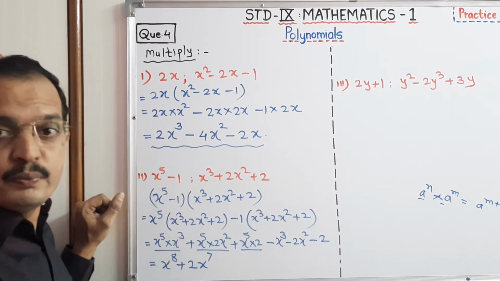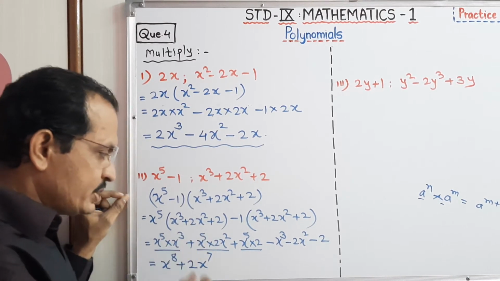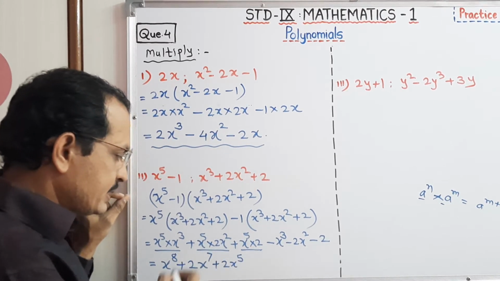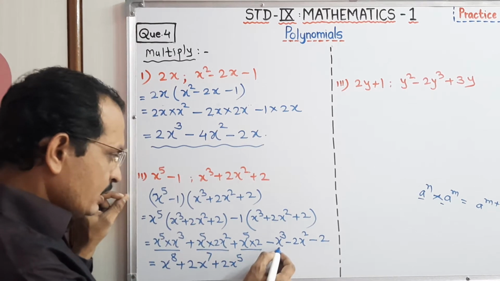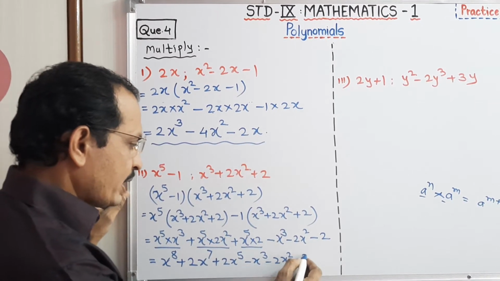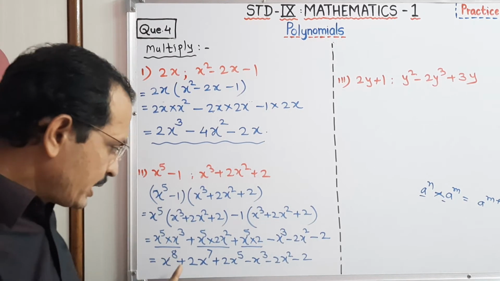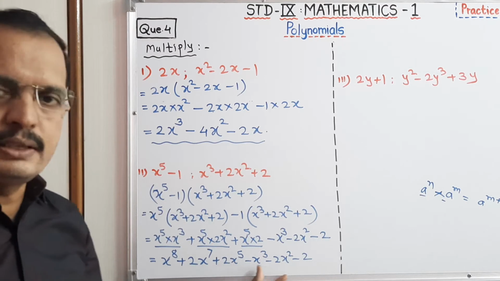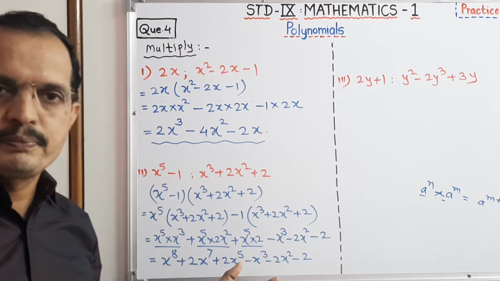What we have to do? Yes, we have to do the addition. Now here 2x raised to 5 as it is. Now see here, minus x cube minus 2x square minus 2. Now dear student, there are no similar terms, therefore it will remain as it is. This is our final answer.